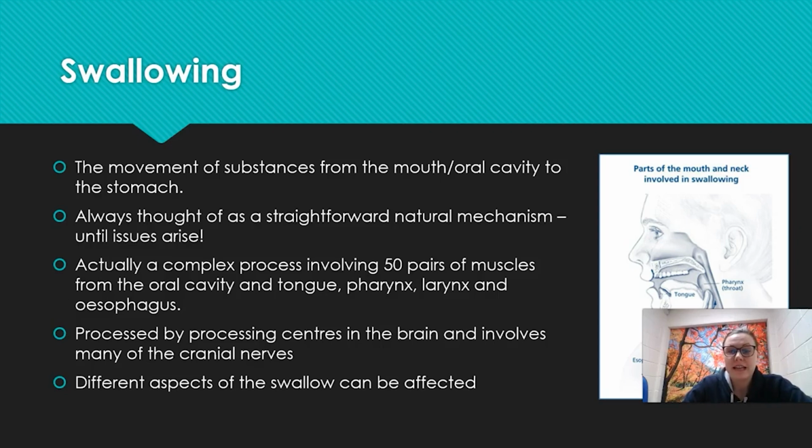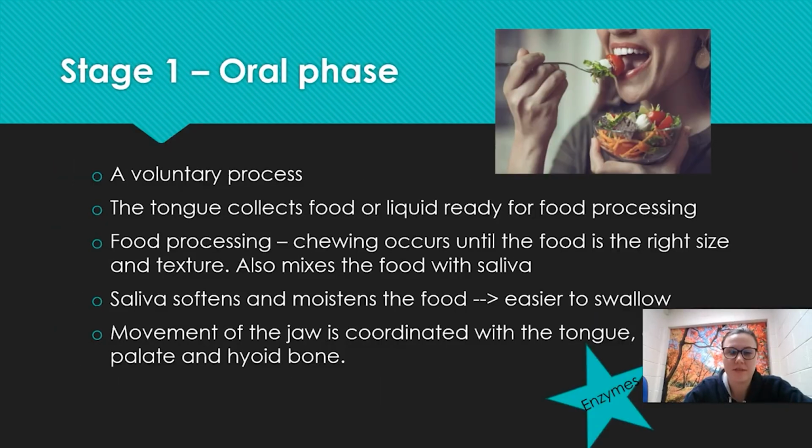And so we have processing centres in the brain, and that involves many of the cranial nerves. I won't go into too much detail about that, but it's quite a complex process and many areas of the brain need to work together. As we said before, different aspects of the swallow can be affected. It's not one size fits all. There could be different areas that people are having these problems in.